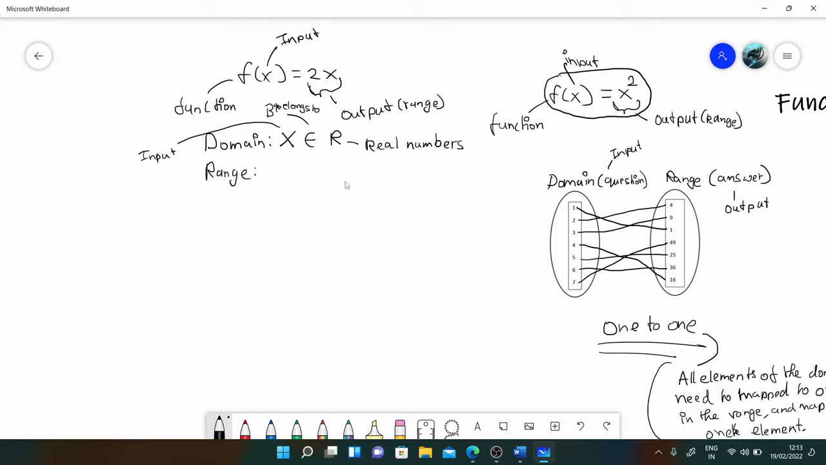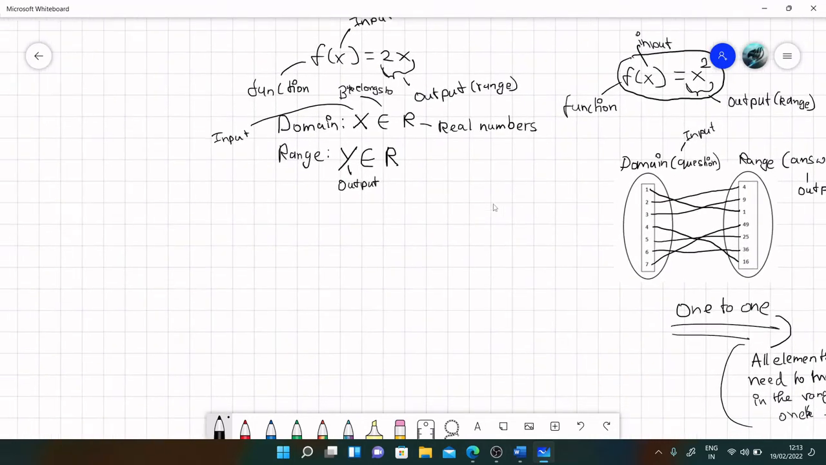Our range over here is represented by y, the output. Our output, what can it be? What will be our range? Since all our inputs can be everything, as it's real numbers, our output can also be everything. If there are no restrictions in our domain, there are no restrictions in our range. y belongs to R. That means our range belongs to real numbers, all numbers.